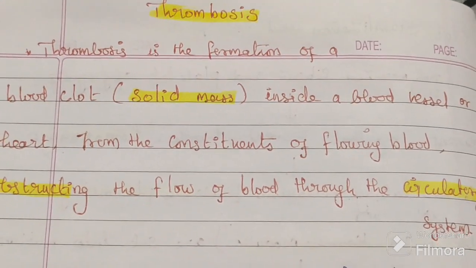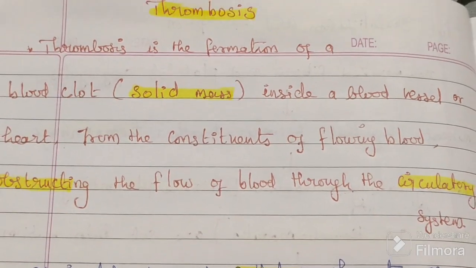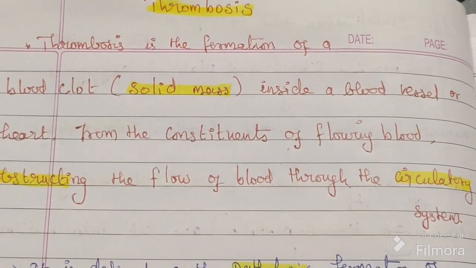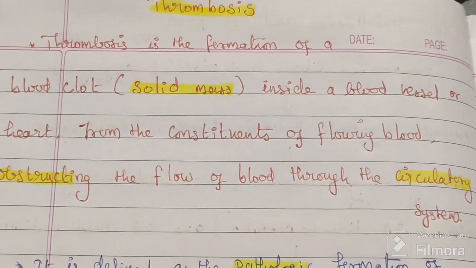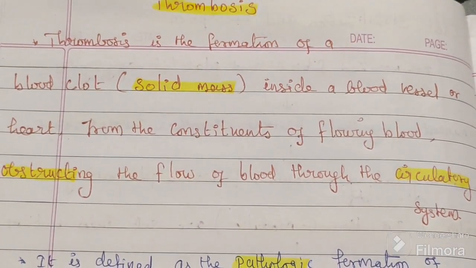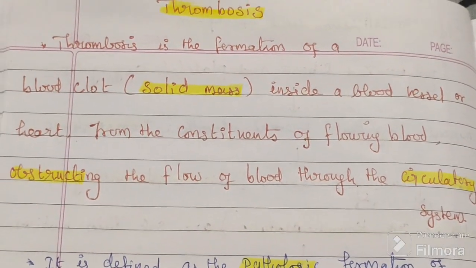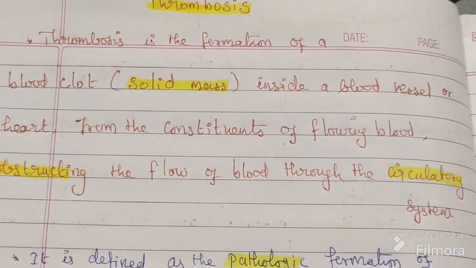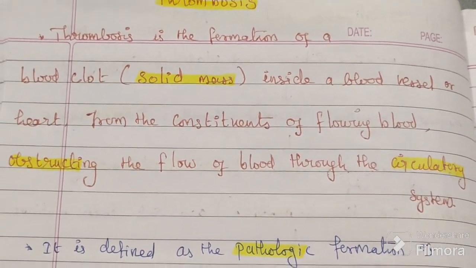In the last video we discussed hemostasis. That one is the physiological phenomenon, this one is the pathological one. Whenever a person has an injury, primary and secondary clot formation occur in hemostasis. But that one is the physiological process. Here, this one is the pathological.